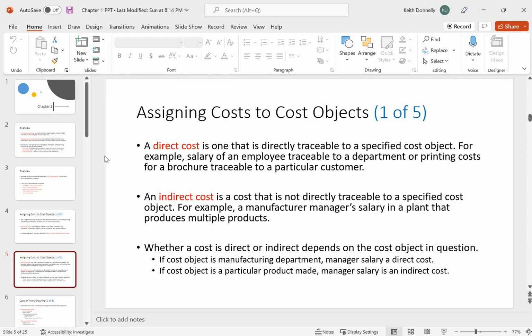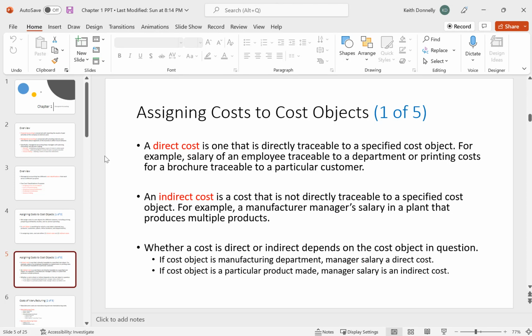Now, a given cost is not always direct or always indirect. In other words, an employee's salary in the first example is a direct cost, right? But that doesn't mean every single time you see a salary that it's a direct cost. In other words, whether a cost is direct or indirect depends on the cost object in question. So if the cost object is the manufacturing department, right, we're looking at the department as a whole, then the manager's salary is a direct cost. If, however, the cost object is a particular product, then the manager's salary is going to be an indirect cost.